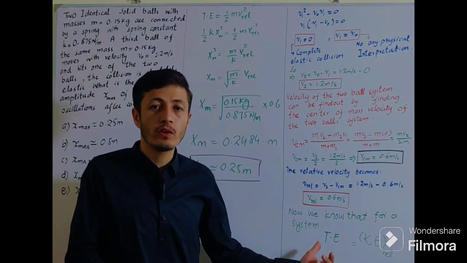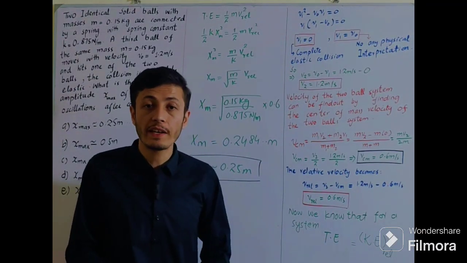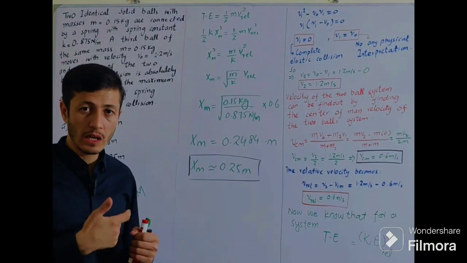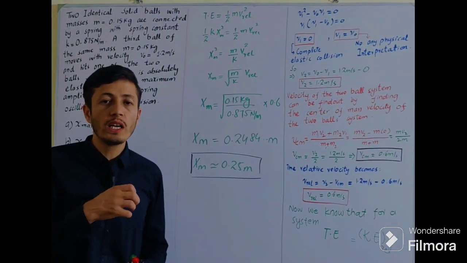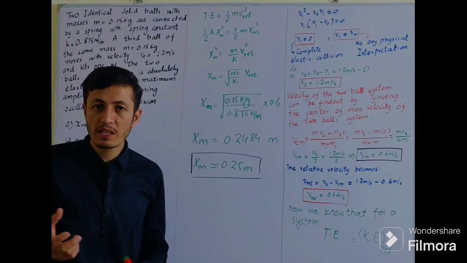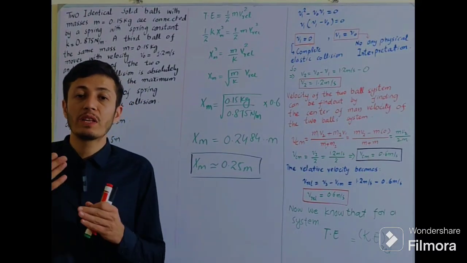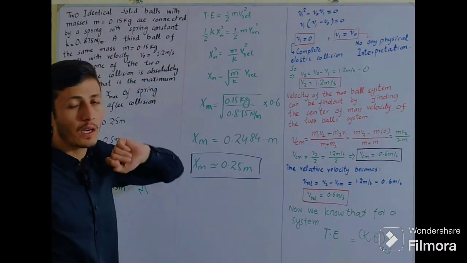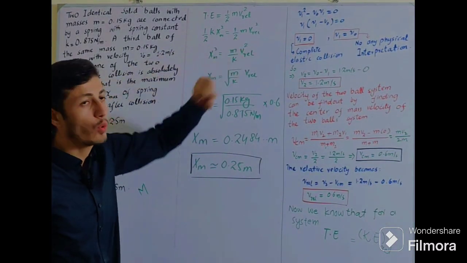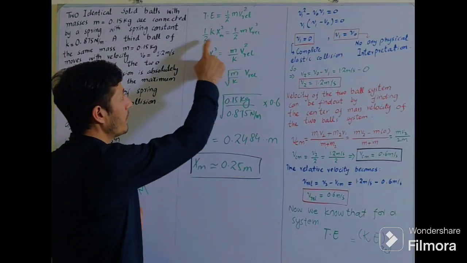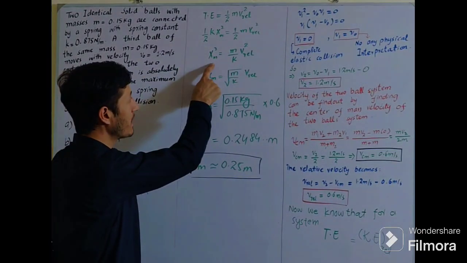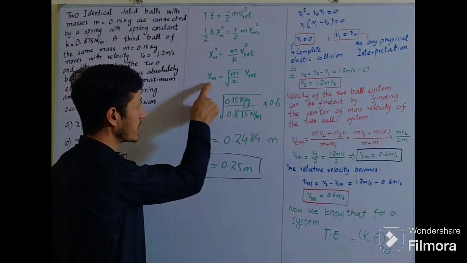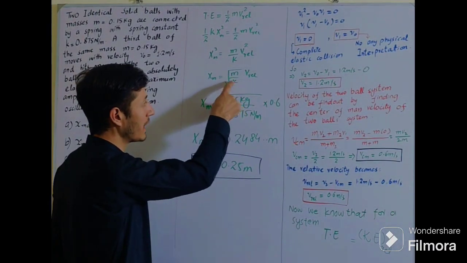Now for any system we know that the total energy is equal to the relative kinetic energy. The total energy is equal to 1 by 2 m v relative squared. Now the total energy for a mass attached to a spring system is equal to 1 by 2 k times the amplitude squared. So 1 by 2 k times the amplitude squared is equal to the relative kinetic energy, that is 1 by 2 m into v relative squared. The 1 by 2 cancels out. So x maximum squared is equal to m by k into v relative squared. By taking the square root it gives us x maximum is equal to the square root of m by k into v relative.